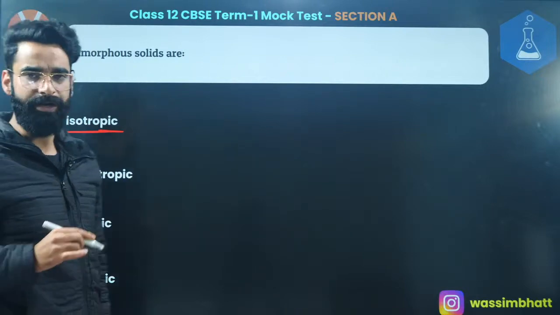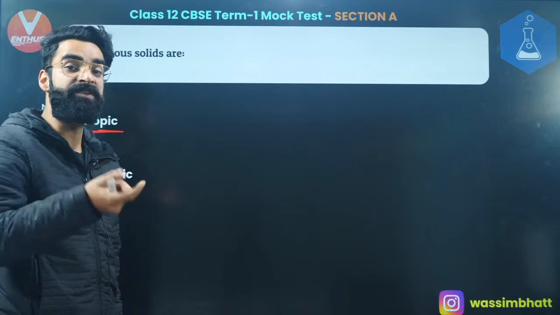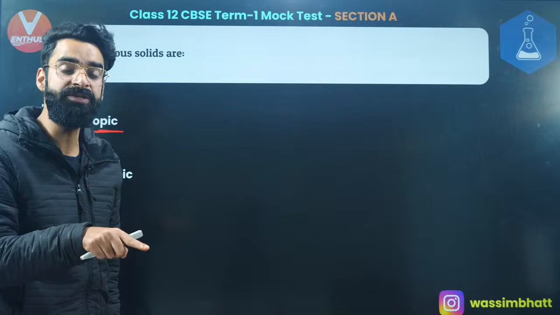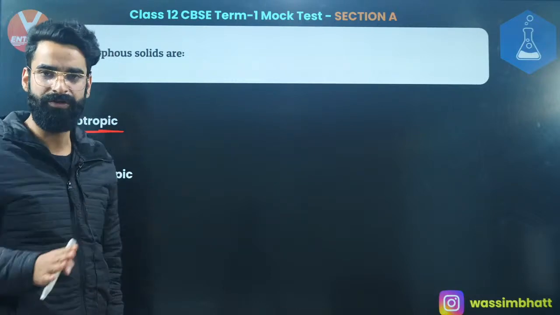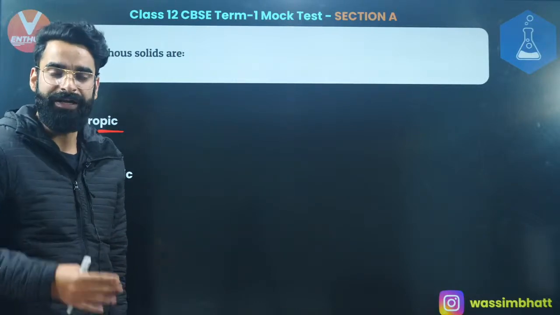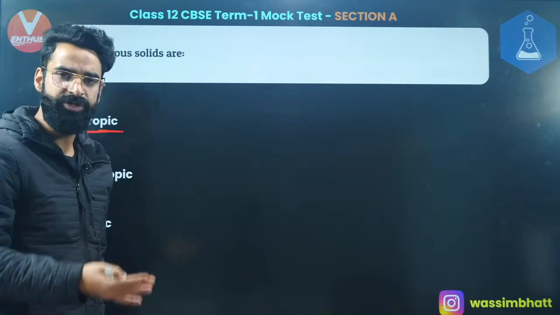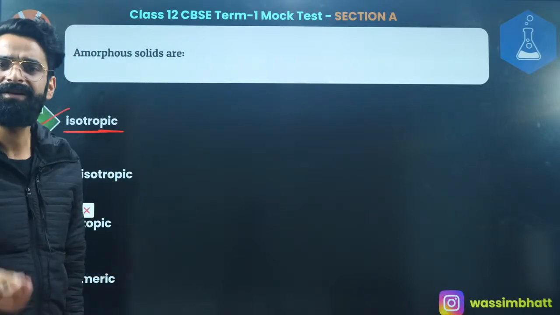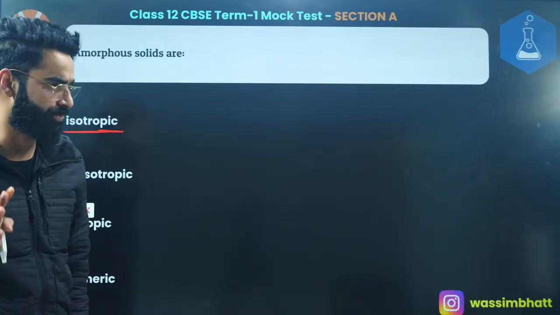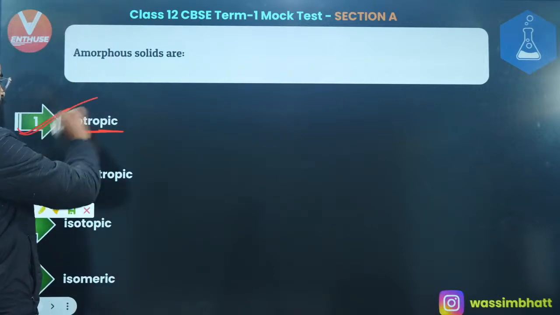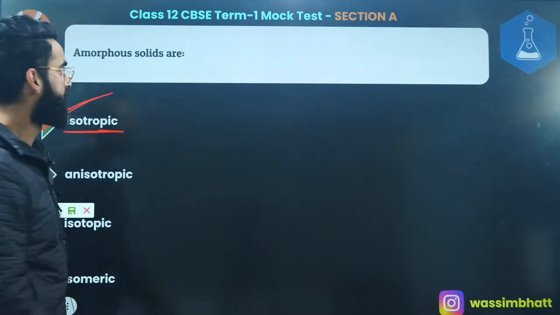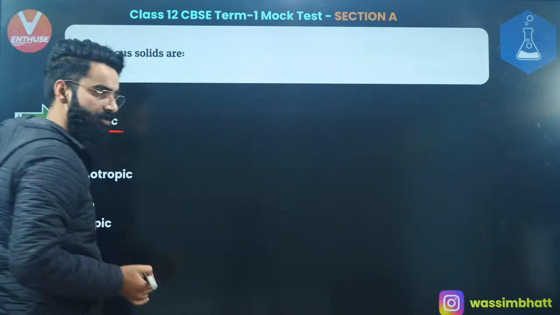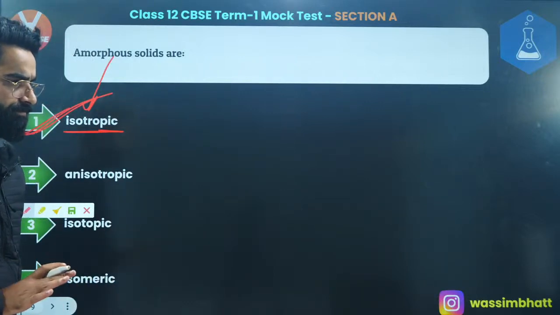Whenever in amorphous solid you try to calculate the value of any physical property, the value of physical property does not change on changing the direction. And if the value of physical property does not change on changing the direction, we call that sort of property isotropic, right? And these are basically your amorphous solids which show this property. So it's absolutely going to be option one, which is the answer of the question. Your amorphous solids are isotropic. If I talk about the crystalline ones, crystalline solids are anisotropic in nature, right? Simple. Perfect.